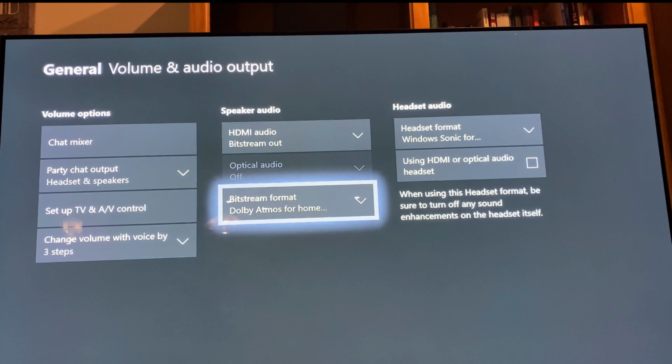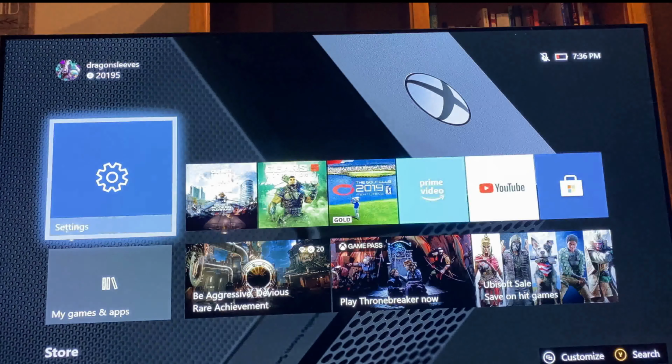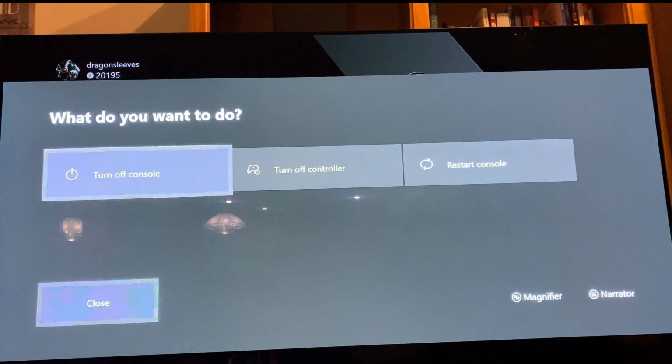Now, currently on the market is pretty much a powerful PC that you can run the auto low latency mode, and an Xbox One X.